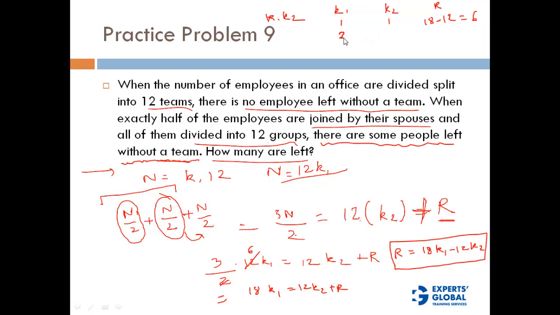Let's say k1 is equal to 2, k2 is equal to 1. What do we get? 18 into k1, which is 36, minus 12 into k2, which is 12. So we get 24. But we'll see that if there are 24 people remaining, which is a remainder of 24 divided by 12, effectively it means 0 people, right? No people remaining. Let's see, k1 is equal to 3, k2 is equal to 1. We'll see that we are talking about 54 minus 12, which is going to be again 42. The remainder is going to be 6 again. So we'll see that there are only two possibilities for remainder. Either it will be 6 or it will be 0. But we know that there are some people left behind. That means the remainder cannot be 0. So the remainder will have to be 6. There are 6 people left behind.